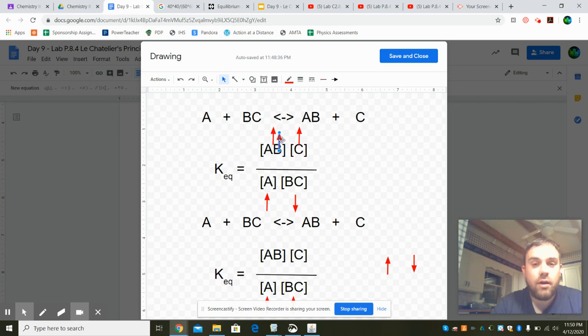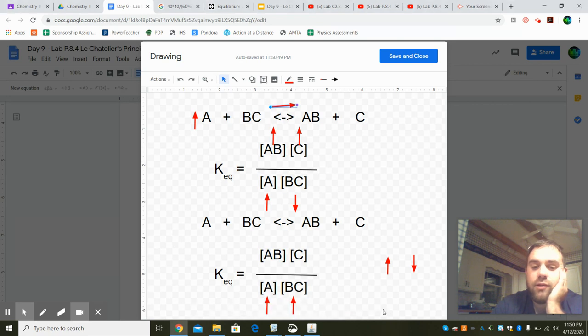So this is how we often talk about this, is that when we increase something like A, what that does is it shifts away from the increase. So it shifts to the right. In other words, it shifts away from the increase. Well, what happens if I decrease? Well, let's look down here.